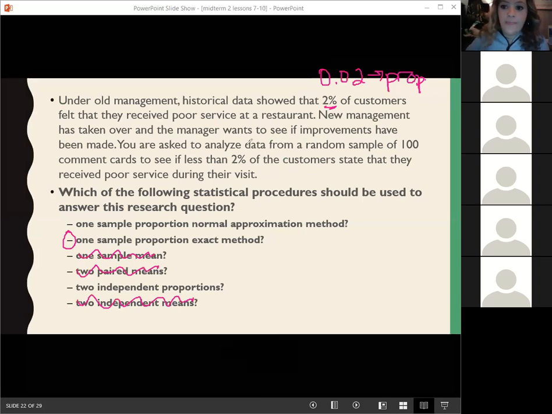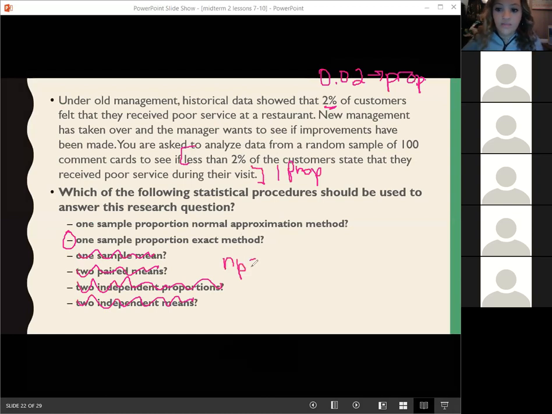In this case, we want to decide, are we talking about one or two proportions? It's all about whether less than 2% of the customers state that they receive poor service. So this is just going to be one proportion, and we can cancel out this one here. Then the main idea to decide if we're using the exact method or the normal approximation method is to check our conditions.